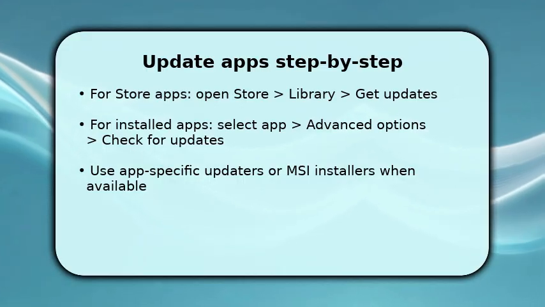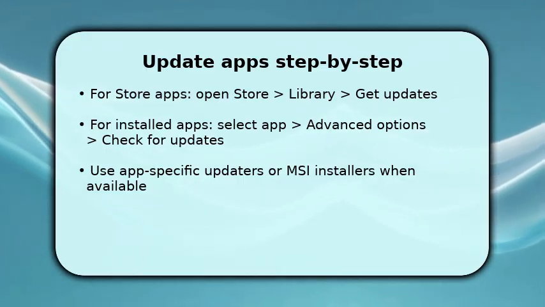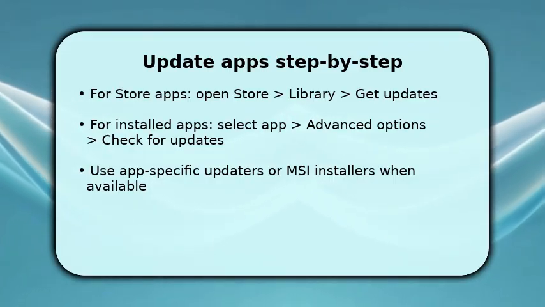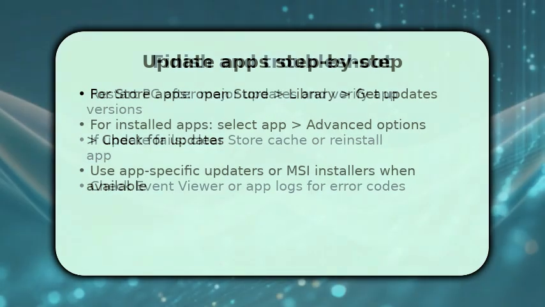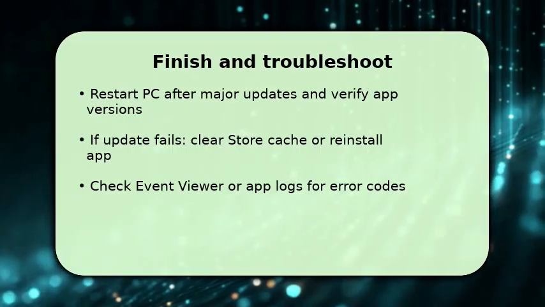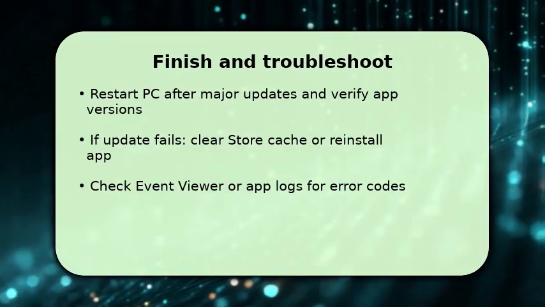Make sure to restart apps after updating so files reload, and verify version numbers in About screens to confirm the update completed. You wrap up by restarting your PC and relaunching each app to ensure updates applied cleanly, then check About or Help for the new version number.